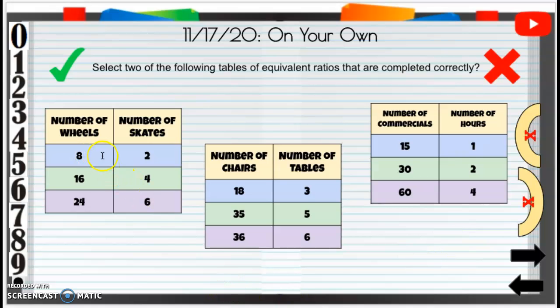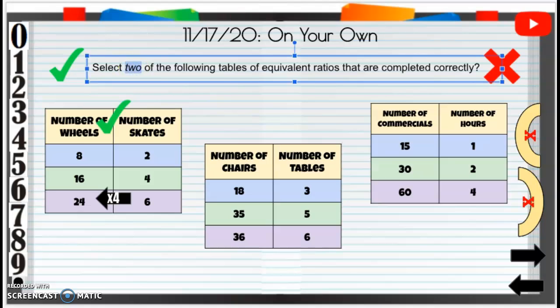Let's start looking. Well, I know I can use my arrows here because I know that 2 times 4 is 8. So I should be able to go times 4 from the number of skates to the number of wheels all the way down. So 2 times 4 is 8. Yes, it is. 4 times 4 is that 16? Yep. And 6 times 4 is that 24? Yeah, it is. So this table is correct. So we got one of them. We need to select 2.